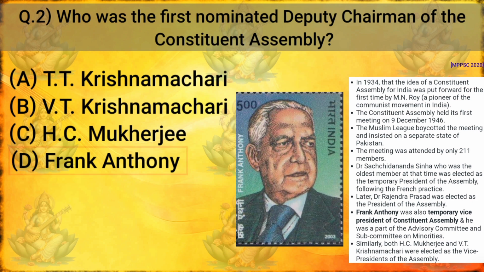Dr. Sachchidananda Sinha, who was the oldest member at that time, was elected as the temporary president of the assembly following the French practice. Later, Dr. Rajendra Prasad was elected as the president of the assembly. Frank Anthony, who was also temporary vice president of the Constituent Assembly, was a part of the advisory committee and subcommittee on minorities. Similarly, both H.C. Mukherjee and V.T. Krishnamachari were elected as the vice president of the assembly.